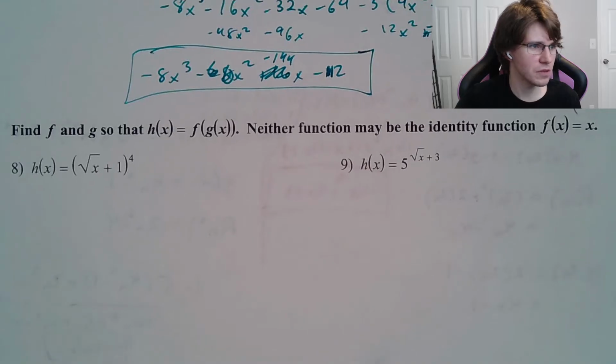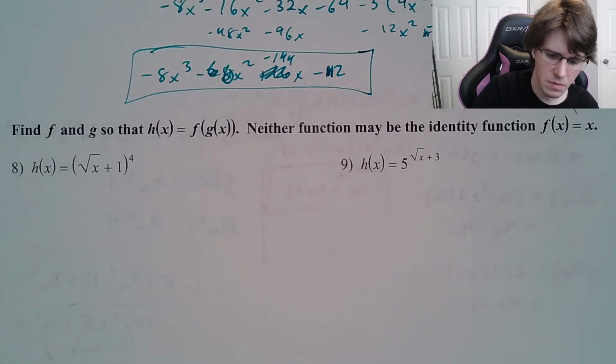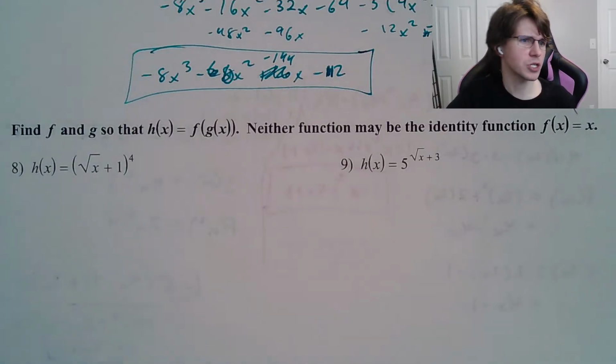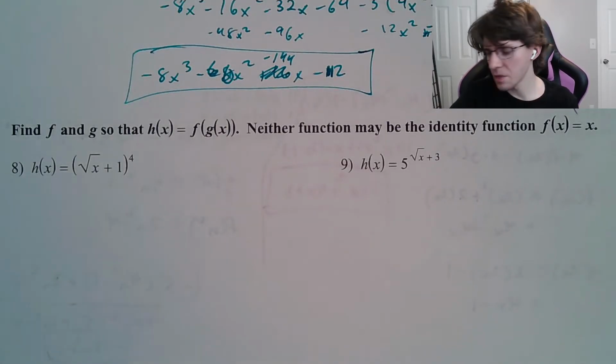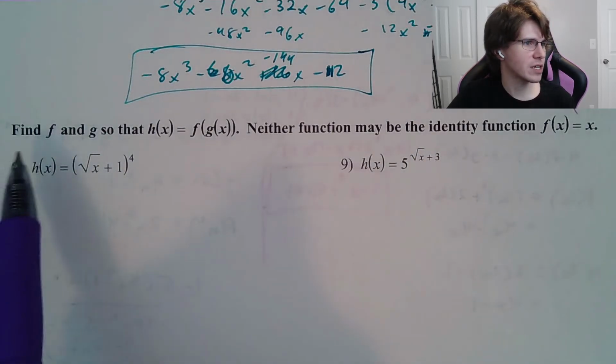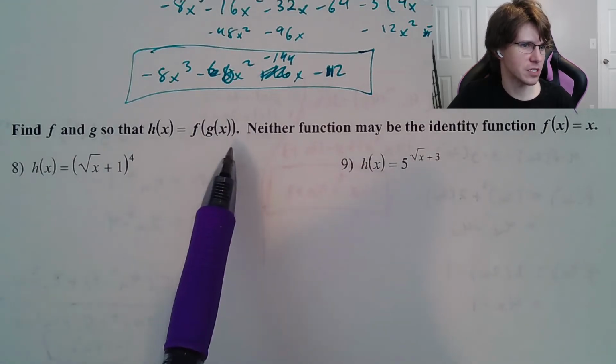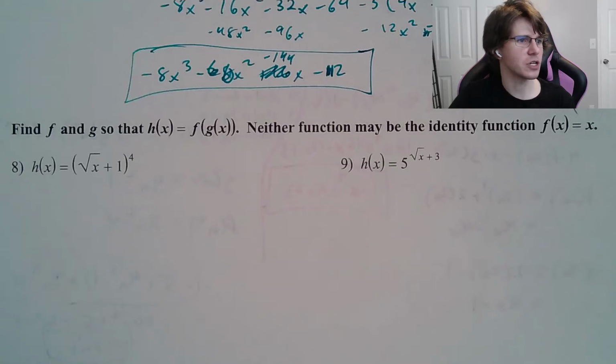Now these questions, I actually haven't done any of these in class. This is an interesting little thing that could occur if your teacher is maybe a little bit mean, maybe just not the best teacher, but they're putting a question that you've never seen before on the quiz. So we haven't done one of these in class, but here's the thinking for it, and here's how you could go through it. So it says find f and g so that h of x equals f of g of x. Neither function can be the identity function f of x.